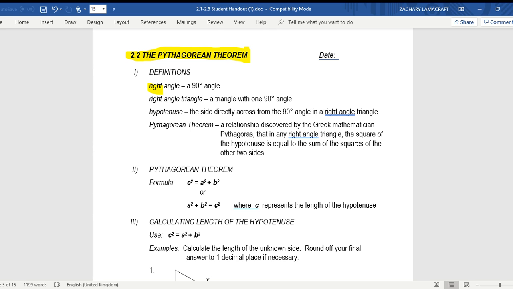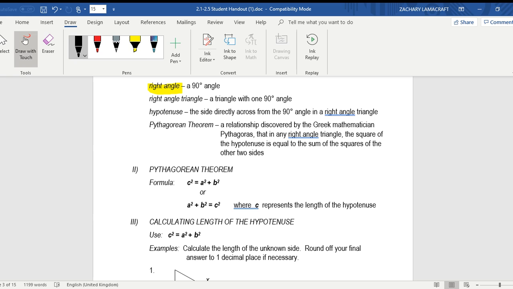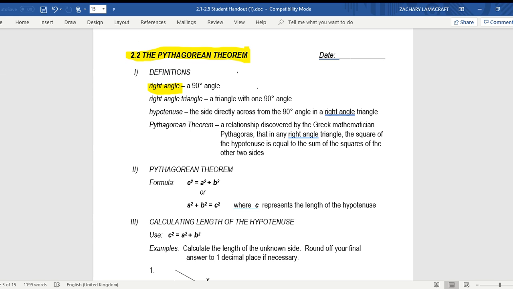The first is a right angle. So if you remember, a right angle is an angle that is perfectly 90 degrees. And we put that little square in the corner so that we show that that signifies a 90-degree angle.